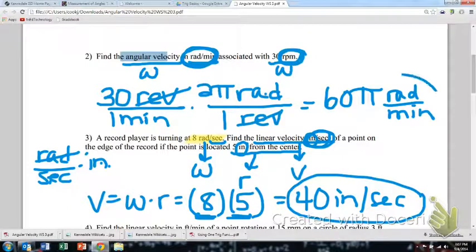So these are both pretty basic examples of using this formula and also doing some unit converting. I'm going to do one that's a little bit more involved than either of these, but not too involved, and these are very similar to what will be on your assessment tomorrow. So let me pick another one off of here.